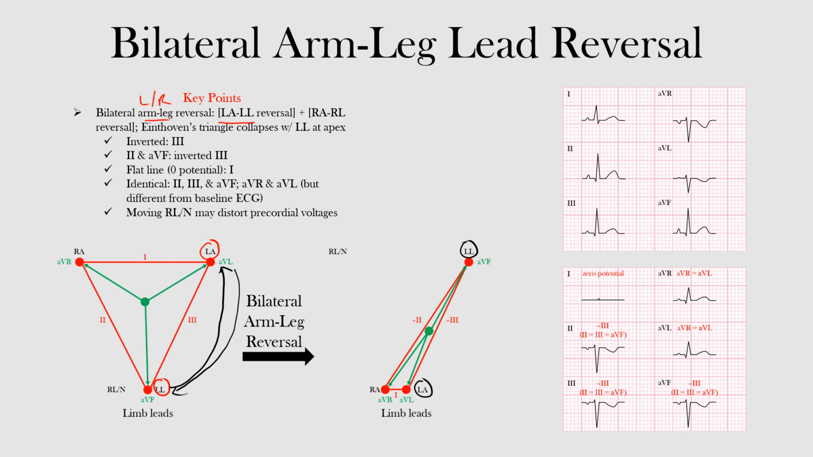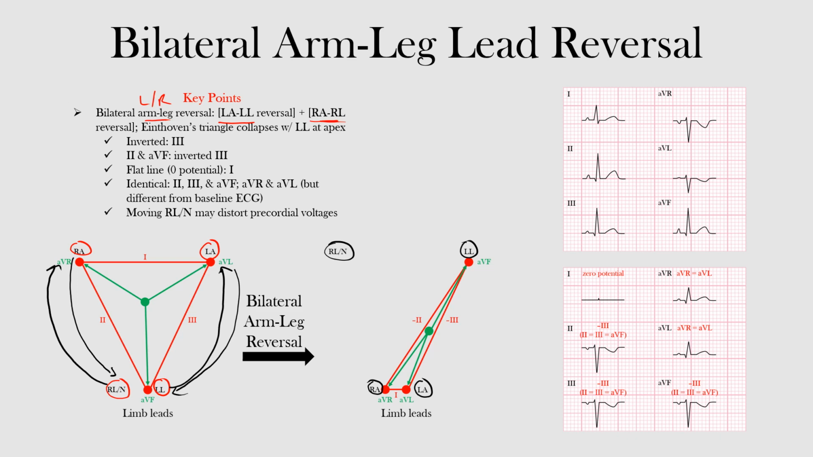And we're also doing the same with our right arm and the right leg or neutral electrode. So those are being switched as well. Now the right arm will come to the right leg or neutral electrode's position, and the right leg will come to the right arm's position. So now the right leg or neutral electrode is here, and the right arm comes down here in this position. Hopefully that makes sense so far.